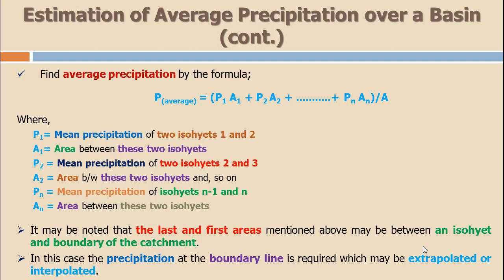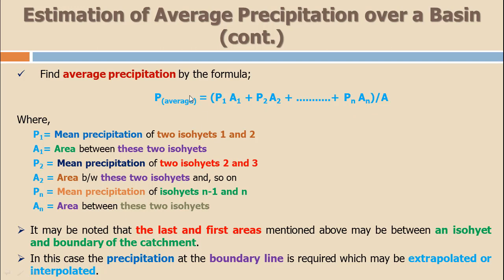The formula of the Isohyetal method is just similar to that of the Thiessen polygon method, in which P average is equal to P1 into A1 plus P2 into A2 plus P3 into A3, and so on up to Pn into An, and then divided by capital A. But the meaning of these terms in the Isohyetal method is different from the Thiessen polygon method.